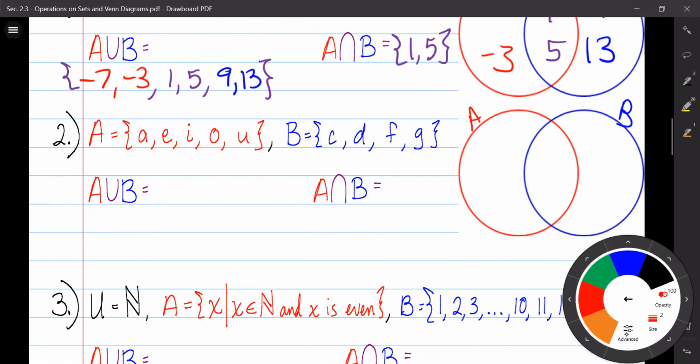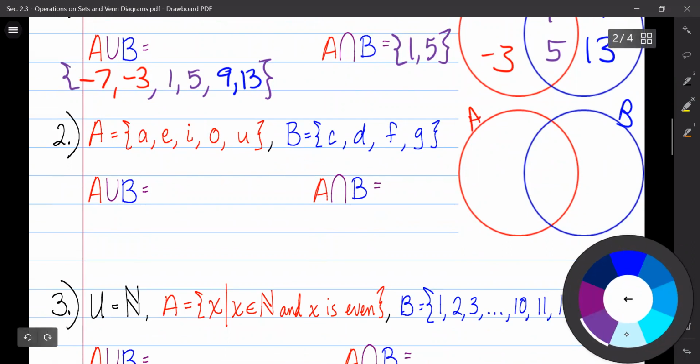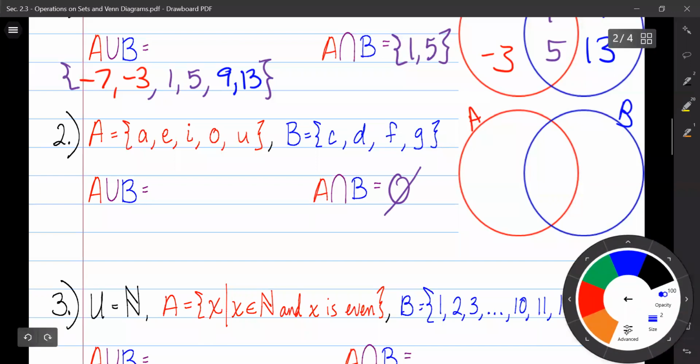So on number 2, what elements do those two sets have in common? Nothing. So the intersection of A and B equals the empty set. So when you fill out your Venn diagram, it's just going to look like this. A, E, I, O, U, C, D, F, G.